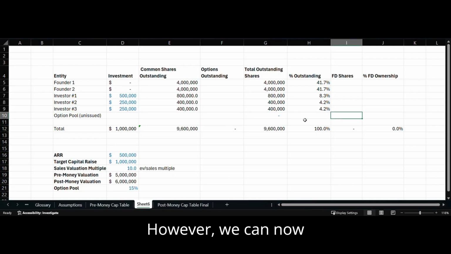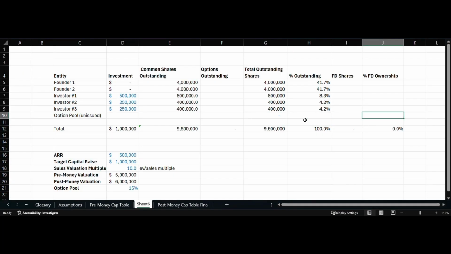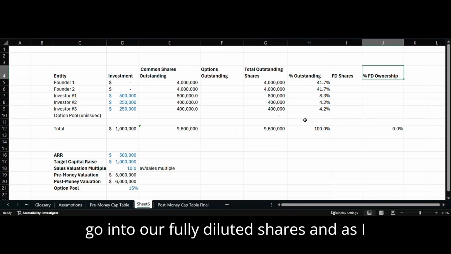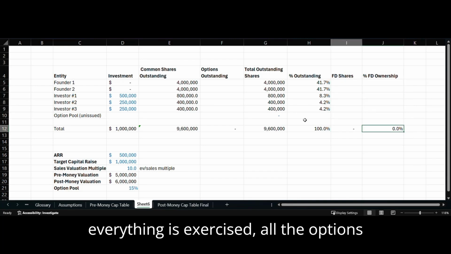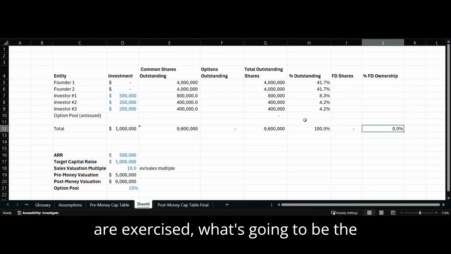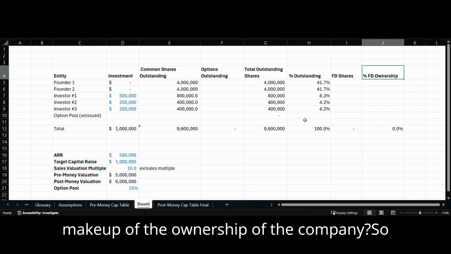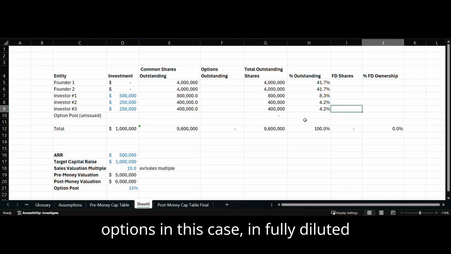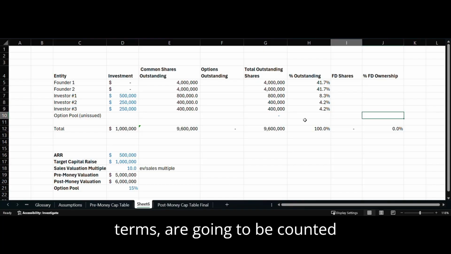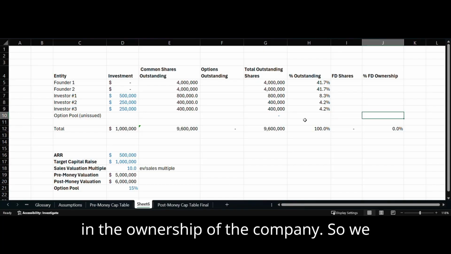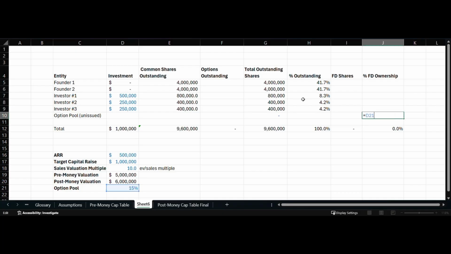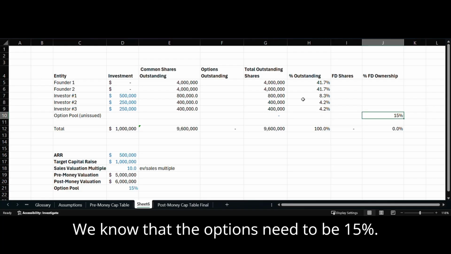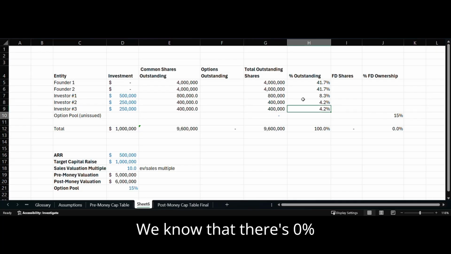However, we can now go into our fully diluted shares, and as I mentioned earlier in this video, fully diluted ownership means what if everything is exercised, all the options are exercised, what's going to be the makeup of the ownership of the company? So options in this case, in fully diluted terms, are going to be counted in the ownership of the company. So we will just reference this 15% of the option pool. We know that the options need to be 15%. We know that there's 0% here.